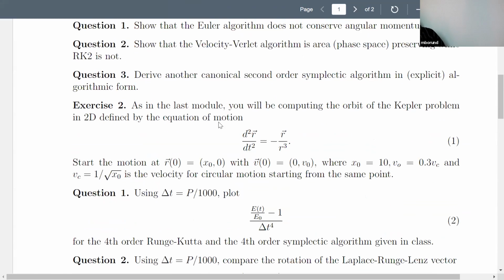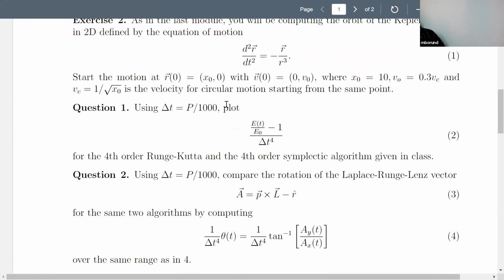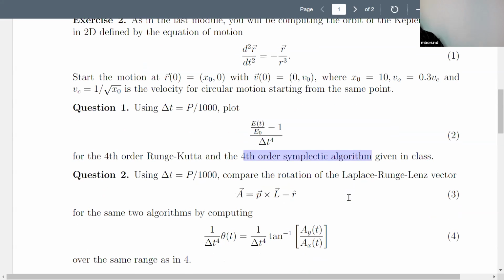Then exercise 2 is very similar to the previous homework. So you did the previous homework. You know how to do this part, setting it up. But now you're looking at another Runge-Kutta, and the fourth order is in there. So your code is changed by this, guys. Now you're doing these additional methods, and you're calculating this Laplace-Runge-Lenz vector, which I covered briefly in class.